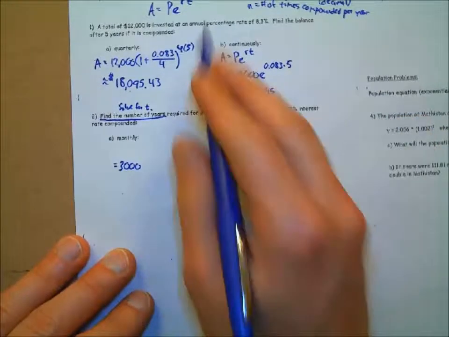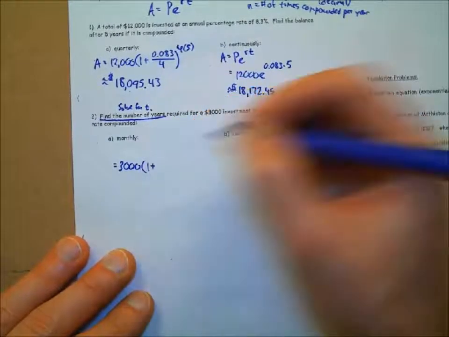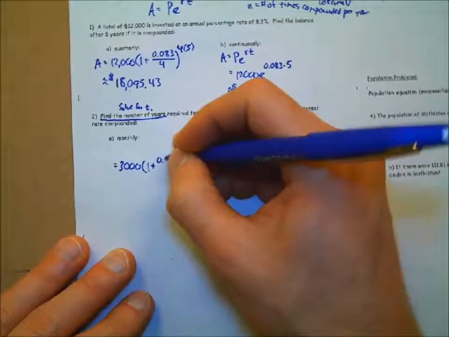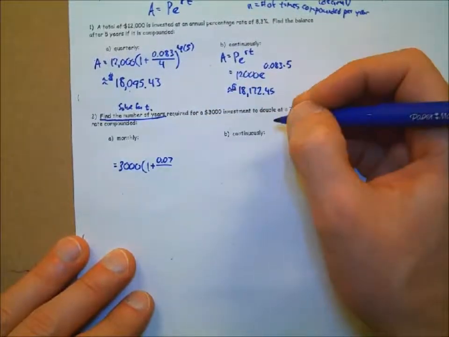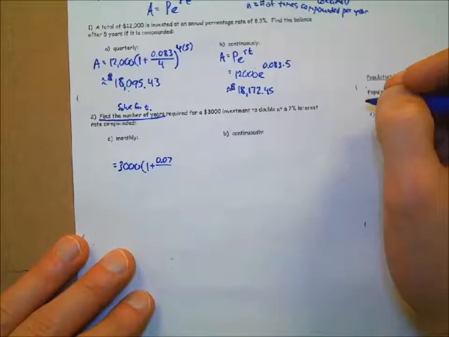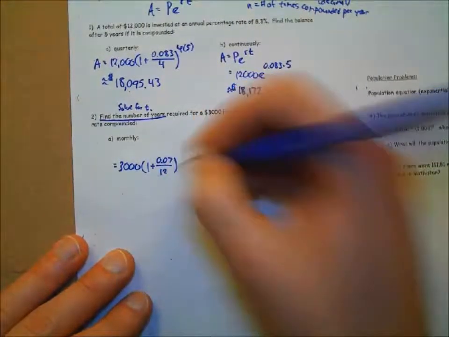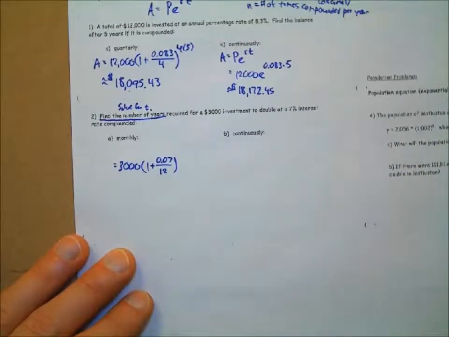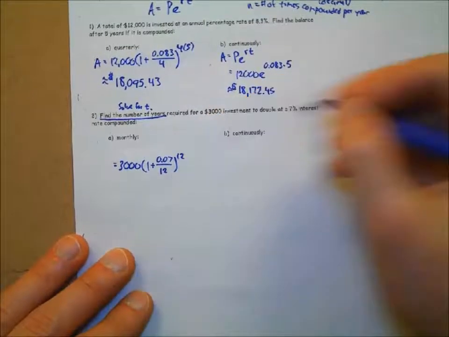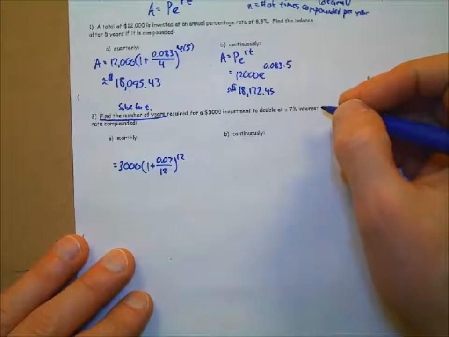Okay, compounded, we're talking monthly. So let me go back to this. 1 plus our interest rate is 7%, so 0.07, over n. Compounded monthly, there are how many months in the year? Good. Okay. And then our n, number of times per year, 12 times t. So that's what we're solving for, t, right?